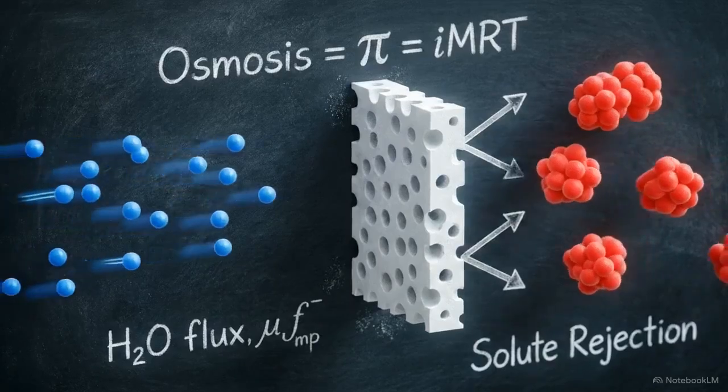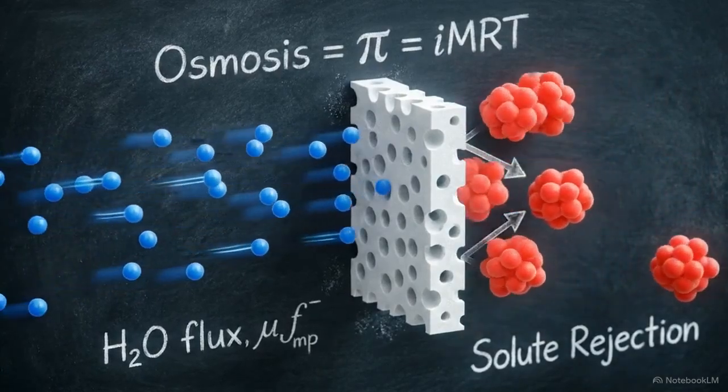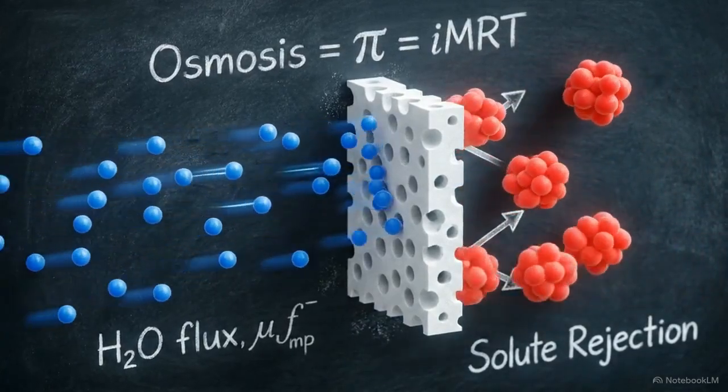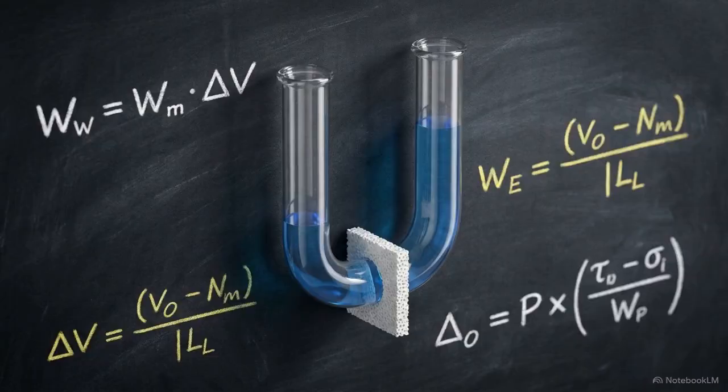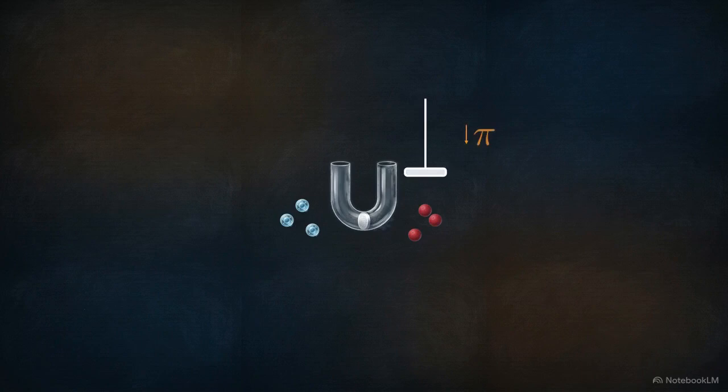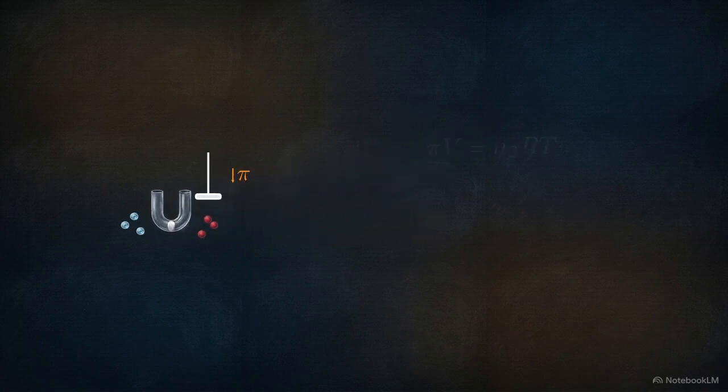When a dilute solution and a concentrated solution are separated by a semi-permeable membrane, solvent molecules spontaneously diffuse across to dilute the concentrated side. This is osmosis. The external force required to stop this flow is the osmotic pressure. For dilute solutions, we calculate this using the Van't Hoff equation. Notice the correction factor i.